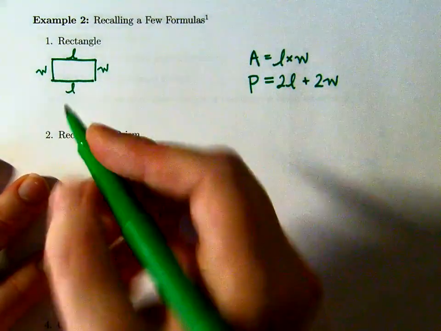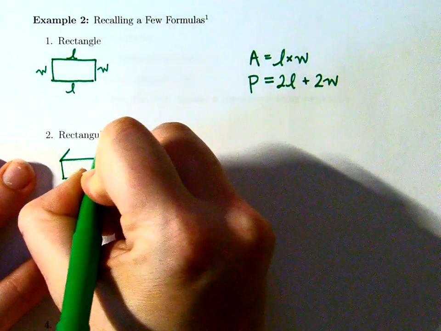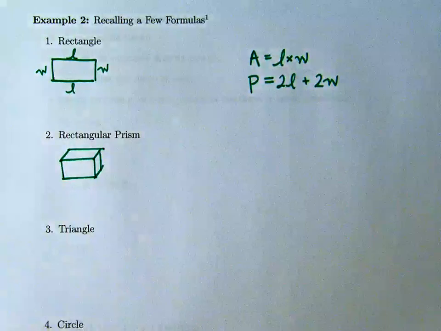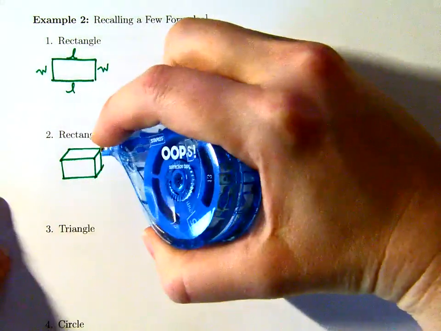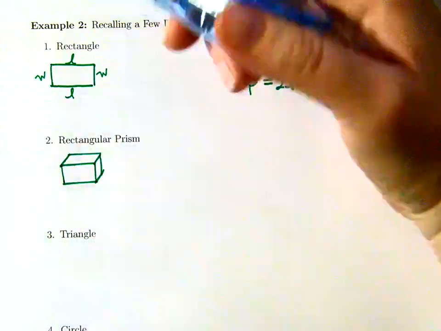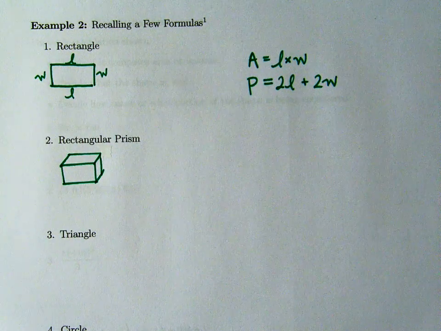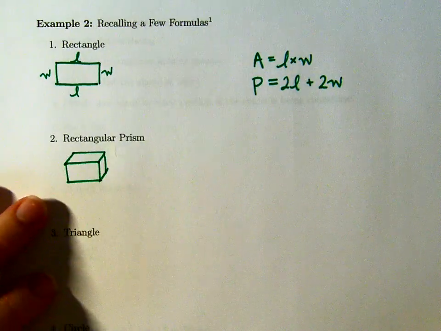Okay, rectangular prism. I like to call this shoebox, hat box, whatever. Sometimes people keep their photos in these boxes. Let's see. Okay, I'm gonna label this like crazy.